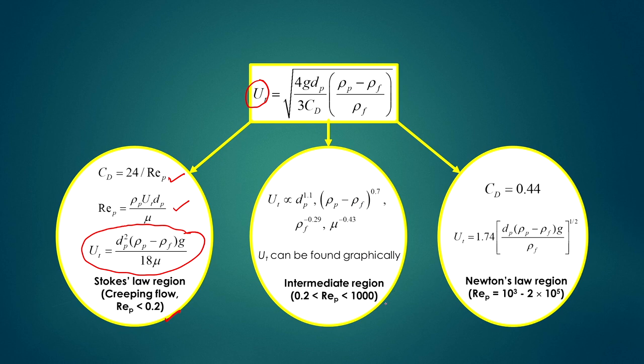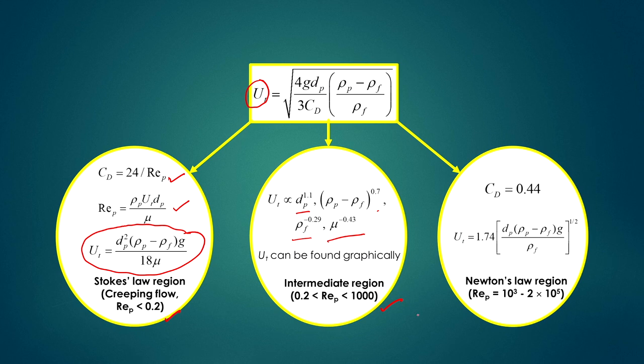Then coming to the intermediate region, where the Reynolds number is within the range of 0.2 to 1000, the terminal velocity will be proportional to dp to the power 1.1 and rho p minus rho f to the power 0.7, and proportional to rho f to the power minus 0.29 and viscosity to the power minus 0.43. Here also the terminal velocity is directly proportional to the 1.1th power of particle diameter, proportional to the difference of particle density and fluid density to the power 0.7, and inversely proportional to the fluid density and the viscosity.